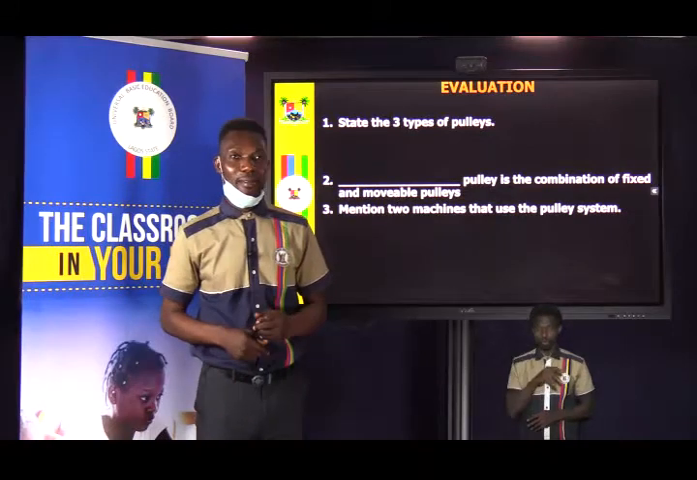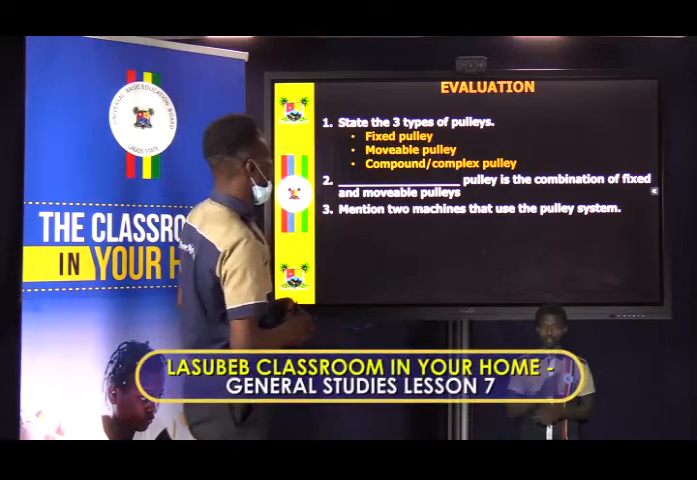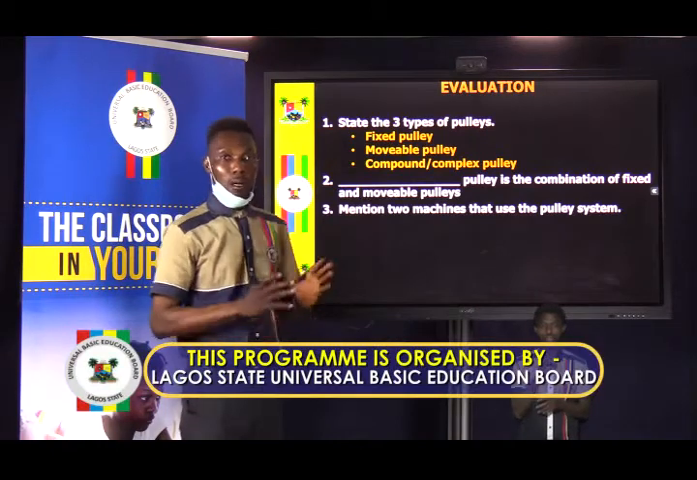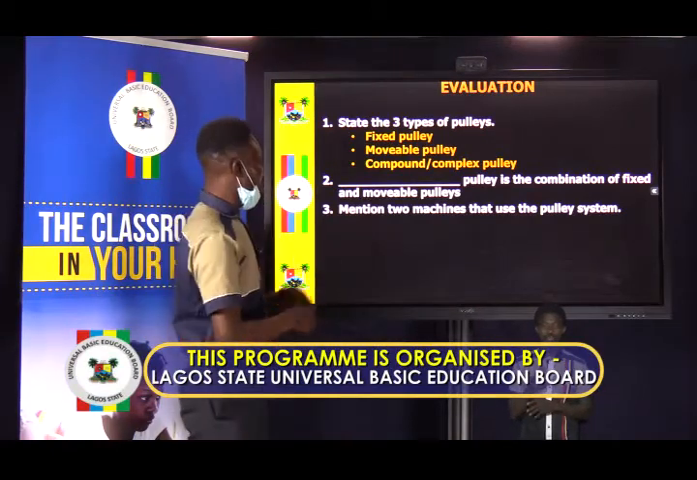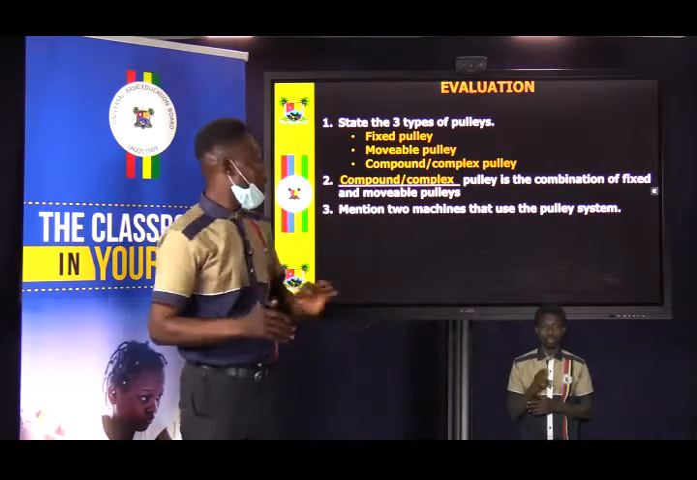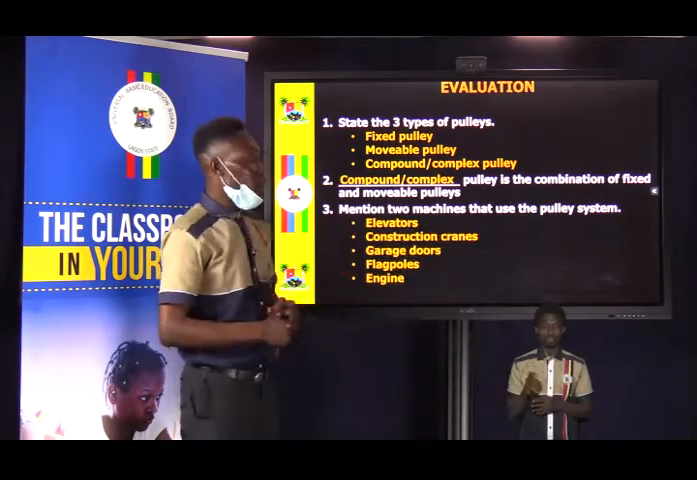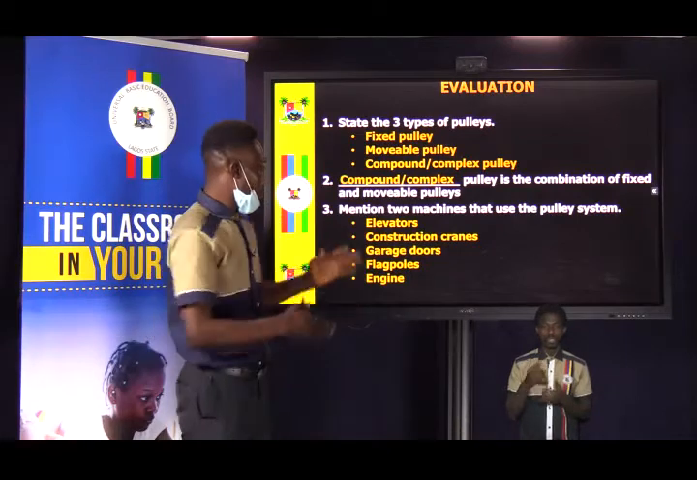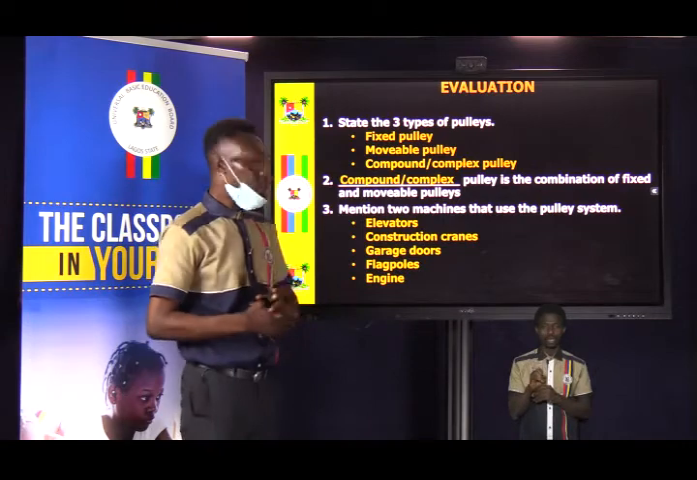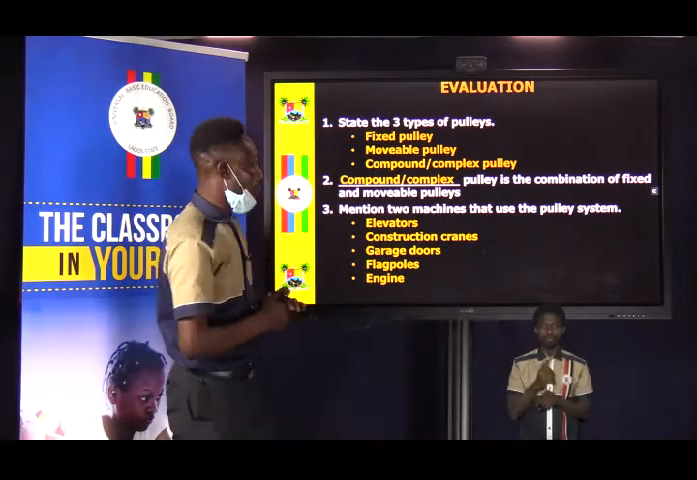Uncle Popo is here. I believe you are still there, so let's mark together. The first question, say the three types of pulley: fixed pulley, movable pulley, compound or complex pulley. So you are correct. The second one, compound or complex pulley, is the combination of fixed and movable pulleys. And the third question, mention two machines that use the pulley system: elevators, construction cranes, garage doors, flagpoles, engine, and all that. Just two, you are very correct.